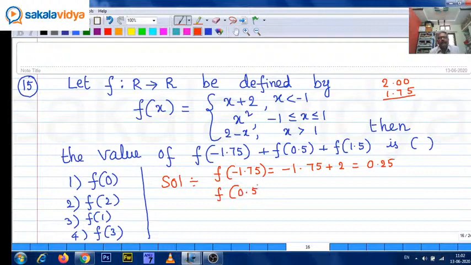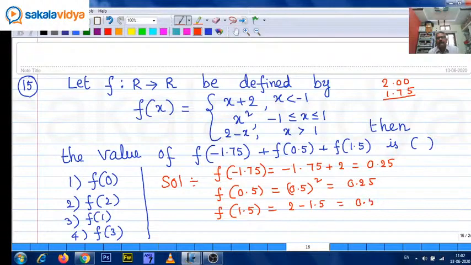F of 0.5 means it lies between minus 1 and 1. So that means 0.5 square, which is 0.25. And f of 1.5 means 1.5 is greater than 1, so 2 minus 1.5. 2 minus 1.5 is equal to how much?